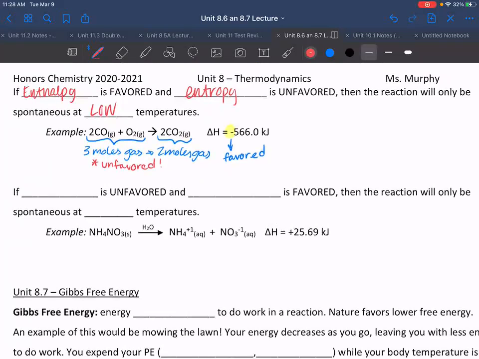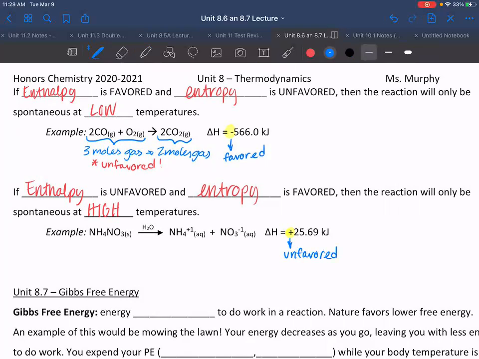All right. So then we're going to look at the reverse. If our enthalpy is unfavored, but we have a favored entropy, as you guys could probably assume, this is going to be spontaneous at high temperatures. So quick check, delta H has a positive sign. Favored or unfavored? Unfavored.